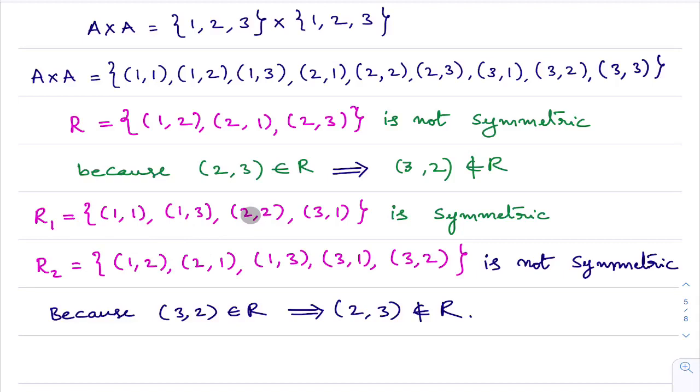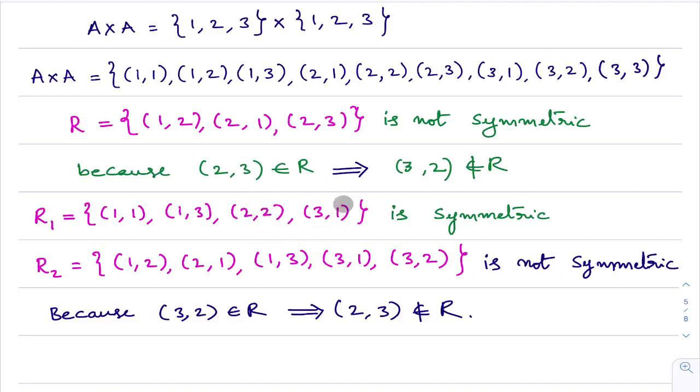Which elements I am saying? 1 comma 1, 2 comma 2, 3 comma 3, like A comma A. A comma A reverse is what? A comma A only. Why to check symmetric relation? It obviously satisfies, right? You take 2 comma 2. Obviously 2 comma 2 will be there in the relation, right?